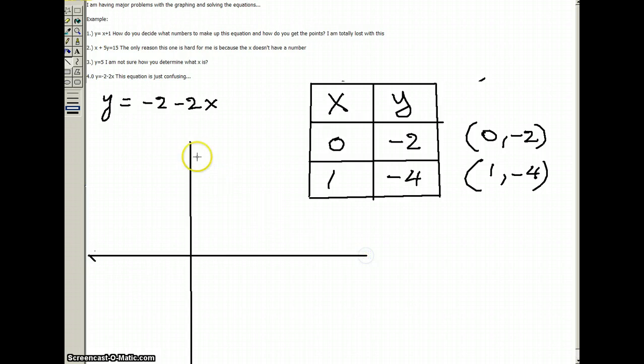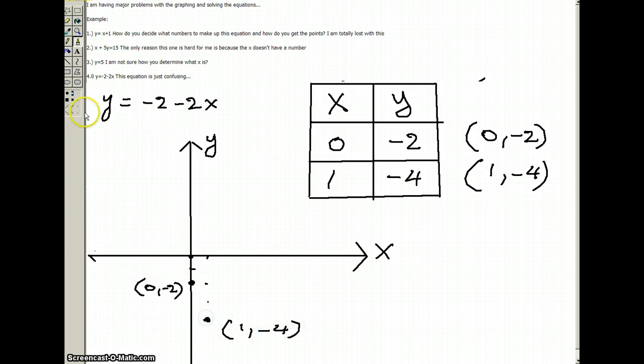Draw the x-axis, draw the y-axis, and plot the 2 points. This is the y-axis, this is the x. So 0, negative 2. This is 0, 1, 2. So this point is 0, negative 2. Then I have 1, negative 4. This is 1, 1, 2, 3, 4. This is 1, negative 4. I have 2 points. I can join those 2 points and plot the line, and I'm done.